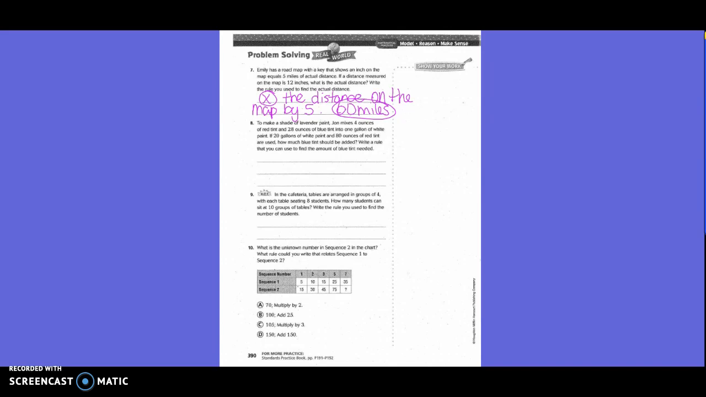So basically, we're going to make our own little chart real quick. So red tint, blue tint, and white. So it says 4 red to 28 of blue. Then they also give us 1 gallon of white. So then they also give us the 20 gallons of white and then 80 ounces of red, right?